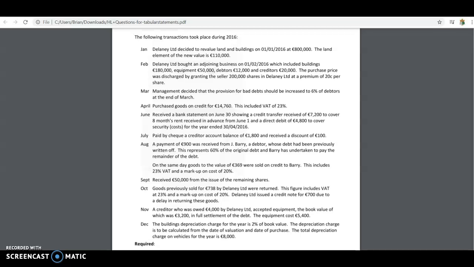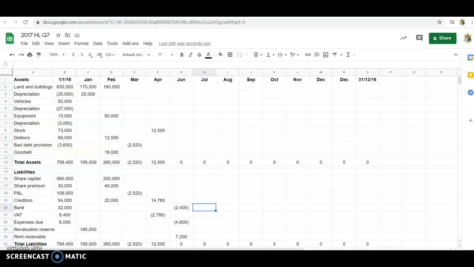On to July, where I've got paid by check a creditor account balance of 1,800 and received a discount of €100. So paid the balance of €1,800. So there's a creditor balance of €1,800 gone. So I'm going to take €1,800 away from my creditors.